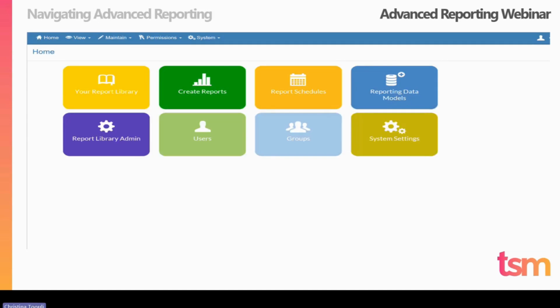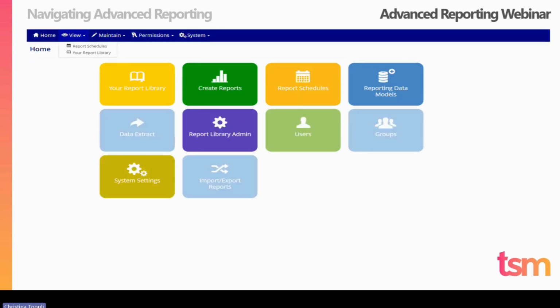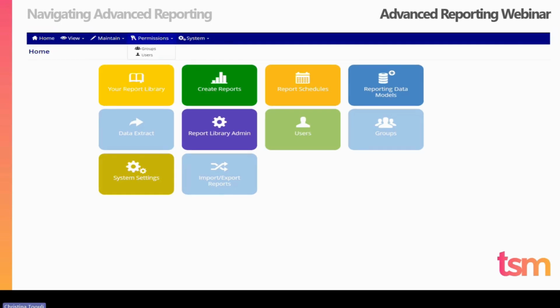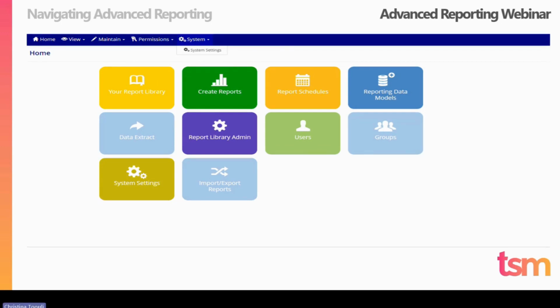Okay, this is the menu option for advanced reporting. So once you've accessed it, these are the various tiles. You can access the data from within the tabs at the top of the screen as well. So you've got the option to view reports, maintain reports, you can grant permissions, and you've got access to system setup. Now, all of this is permissions based, obviously.